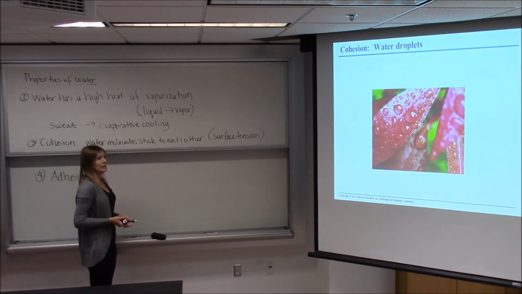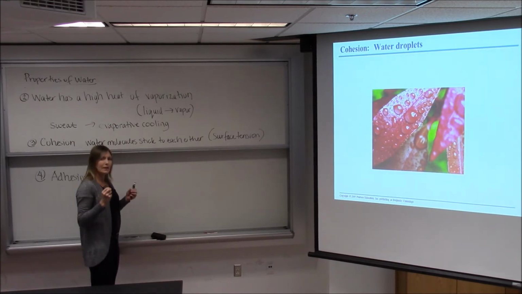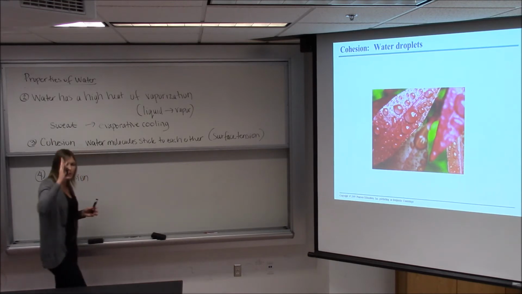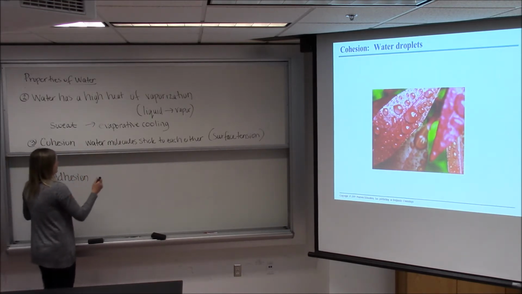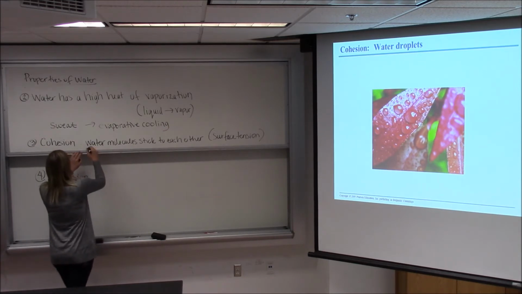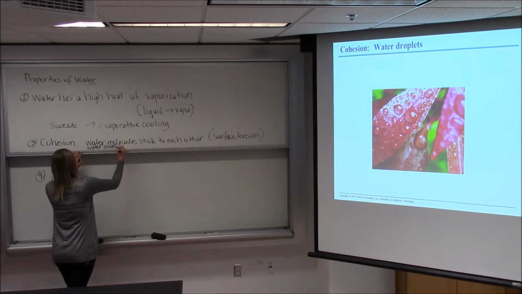But it's what really creates water droplets. When it rains, that's because of cohesion. The way the water comes out of the sky in droplets, that's because of cohesion. So, very small right here, water droplets.